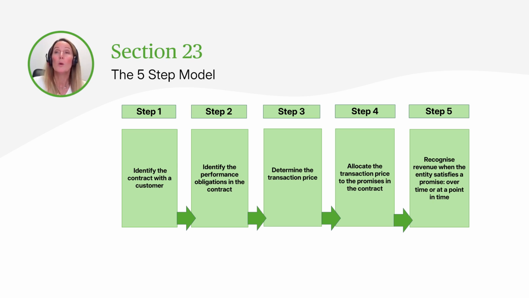Step 4, we then allocate the transaction price we've determined in step 3 to the performance obligations we've identified in step 2, and we'll do that on the basis of standalone selling prices. And then finally, step 5, when do we recognise revenue? Is it at a point in time when control passes to the customer, or is it over time when we see that control passing over time? So let's have a look at these steps in a bit more detail to give us that detailed understanding.